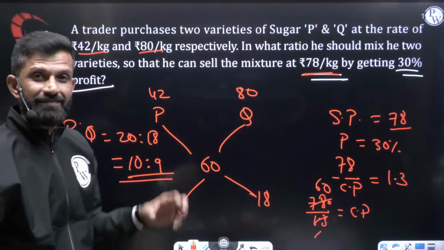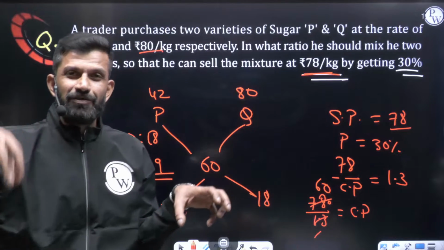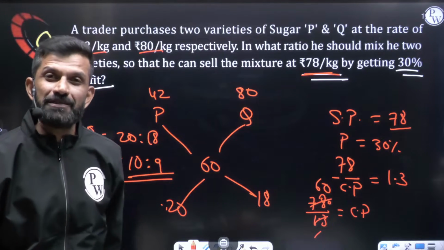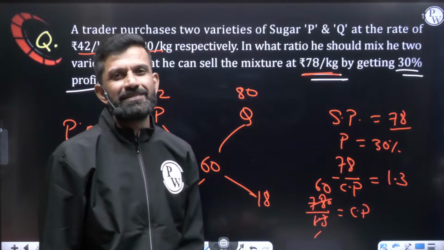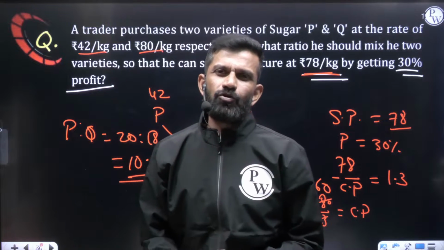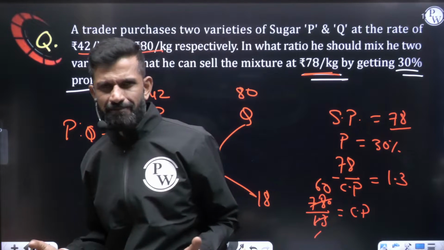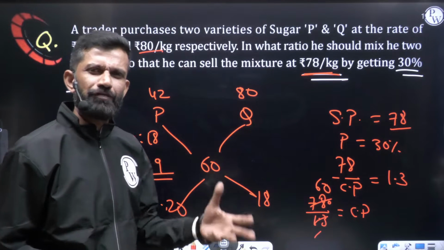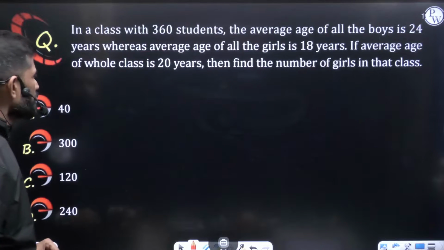Then if we mix P 10 kg and Q 9 kg and sell them at 78 rupees per kg, he will be getting 30% profit. This alligation rule will be useful to you in so many places, so many cases. Which are the places it will be useful? We'll see more questions to understand this better.